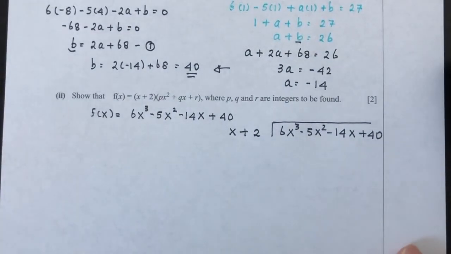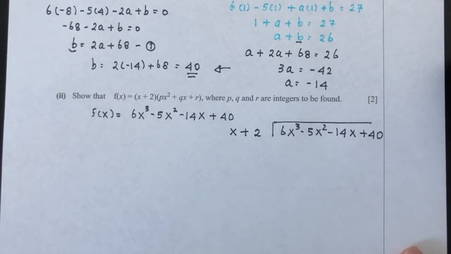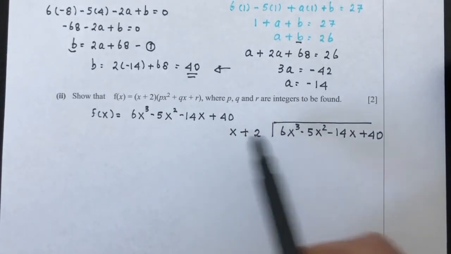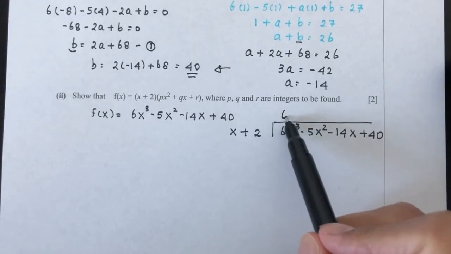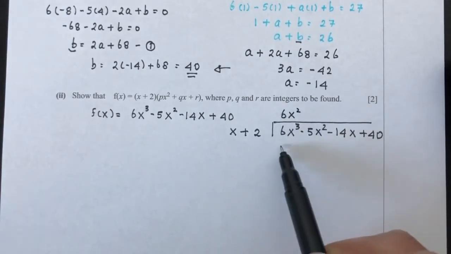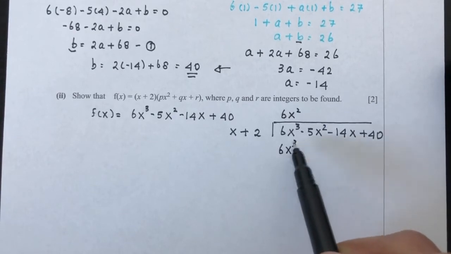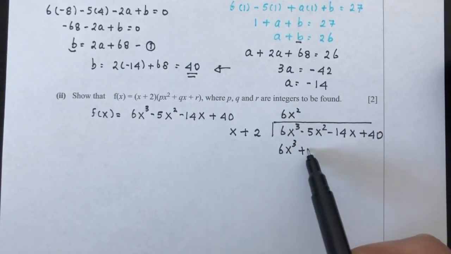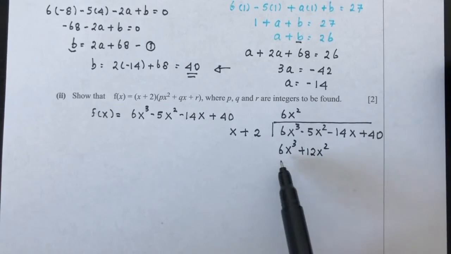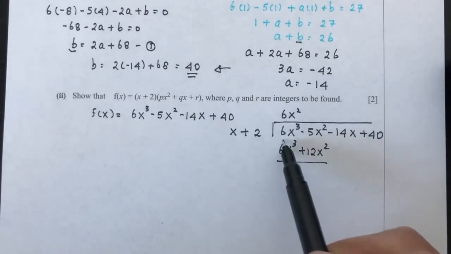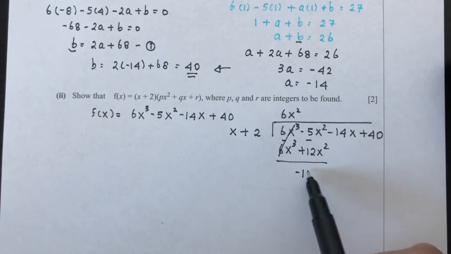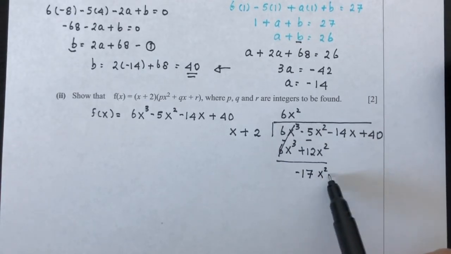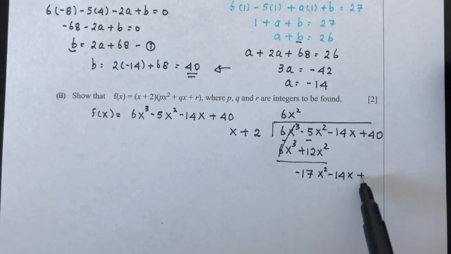Now we have to divide. So first question is, how can you make x become 6x cubed? You have to multiply by 6 first and then by x squared. So you will have 6x cubed here, and 2 times this will be plus 12x squared. So simplify, minus, this will go away. Minus 5 minus 12 will be minus 17x squared minus 14x plus 40.